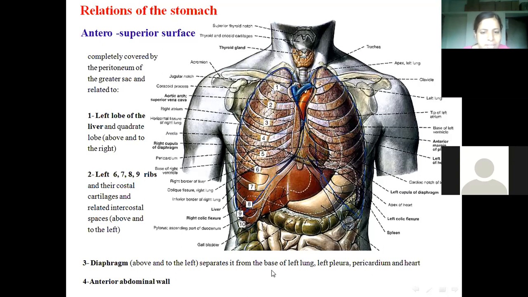So what are the various things you are finding here? The diaphragm is separating it from the base of the left lung, then left pleura, pericardium and heart. Okay, and anteriorly it is also related to the anterior abdominal wall. So all these are the anterior relations. This picture will help us to understand very clearly.